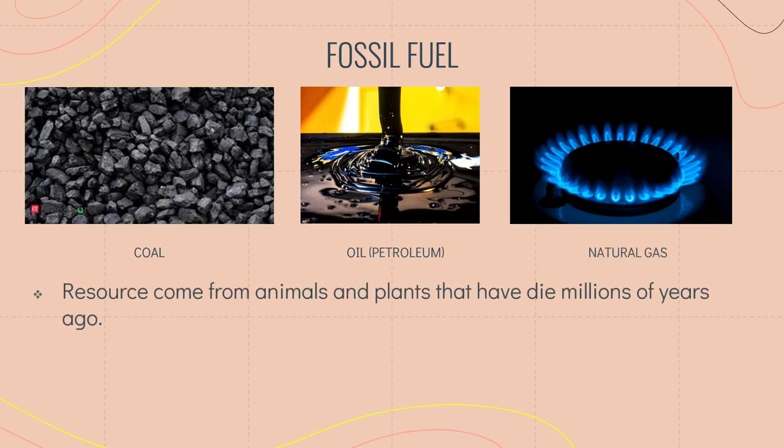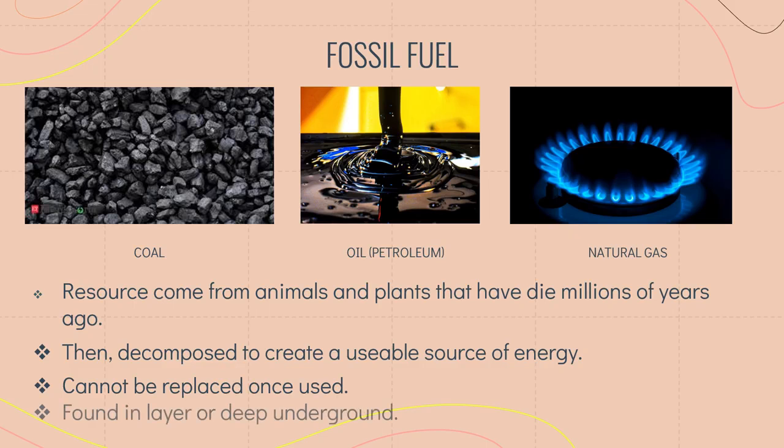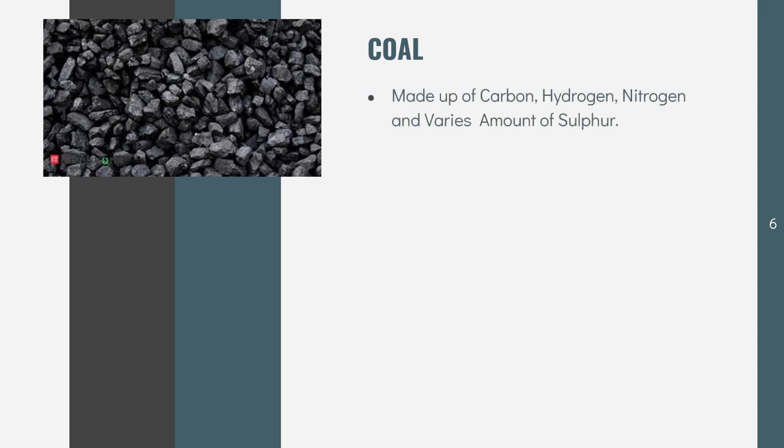These resources come from animals and plants that died millions of years ago, then decomposed to create a usable source of energy. They cannot be replaced once used, and are found in layers deep underground. Coal is made up of carbon, hydrogen, nitrogen and various amounts of sulfur. It's a hard, black, rock-like substance.